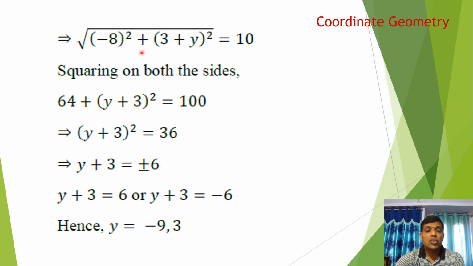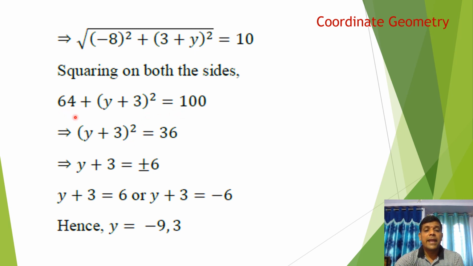Now LHS contains a square root, so squaring on both sides. Squaring on both sides, root over minus 8 whole square plus 3 plus y whole square equals 10 square. Now the square root cancels. 10 square means 100. Minus 8 square means 64, plus 3 plus y, and y plus 3 are the same, so y plus 3 whole square equals 100. So y plus 3 whole square equals 100, with 64 on the LHS.